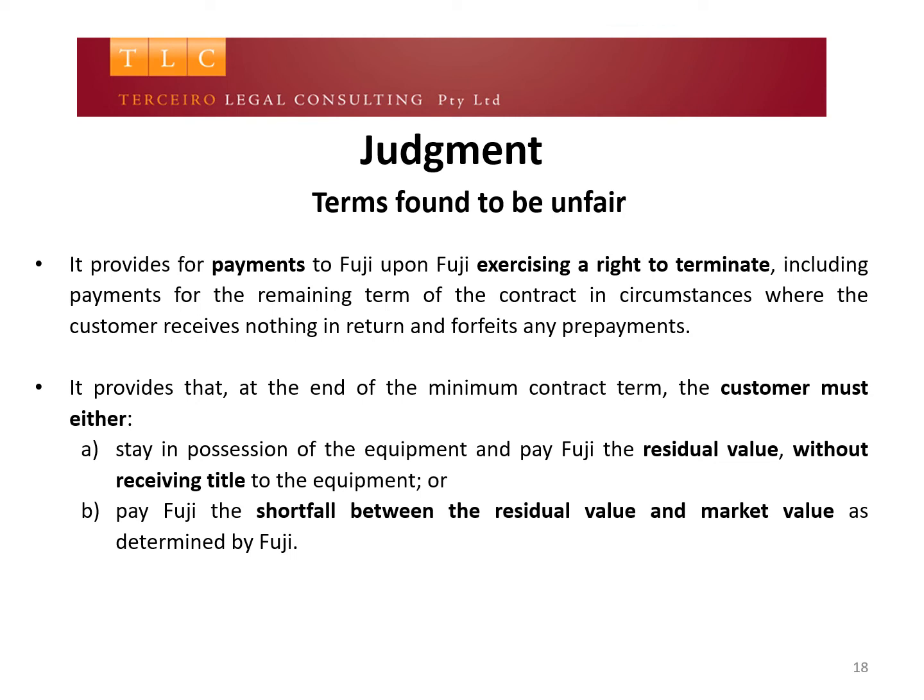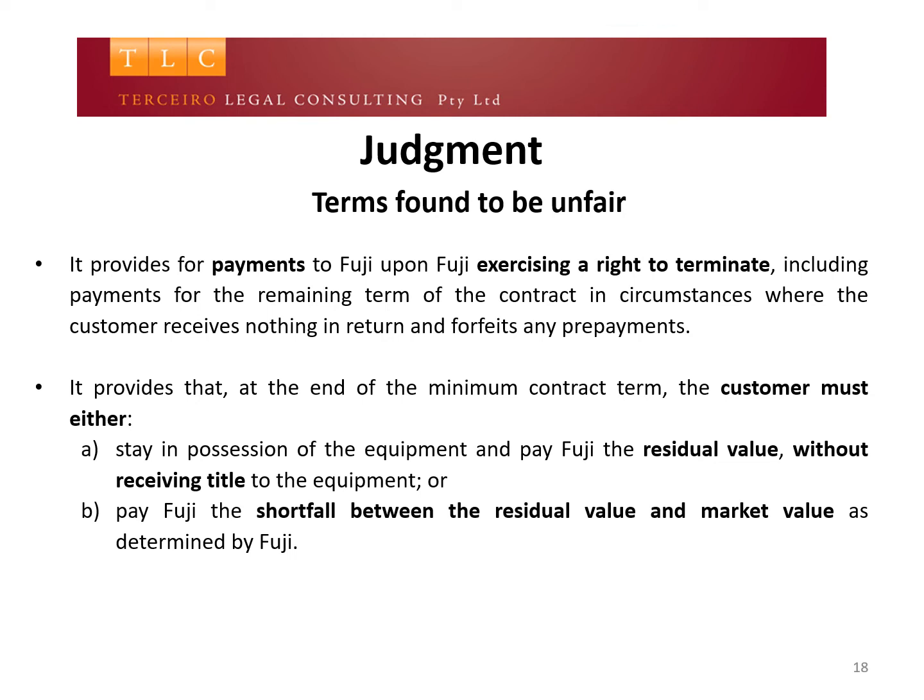And the problem with the first particular term was there was another term in the contract which said that the customer would never receive title in the equipment. So you've got the situation where they're paying the remaining possession of the equipment, paying the full residual value, but not acquiring title. And I personally think that might have been a mistake in the agreement. I think that should have been amended because it doesn't make any sense.